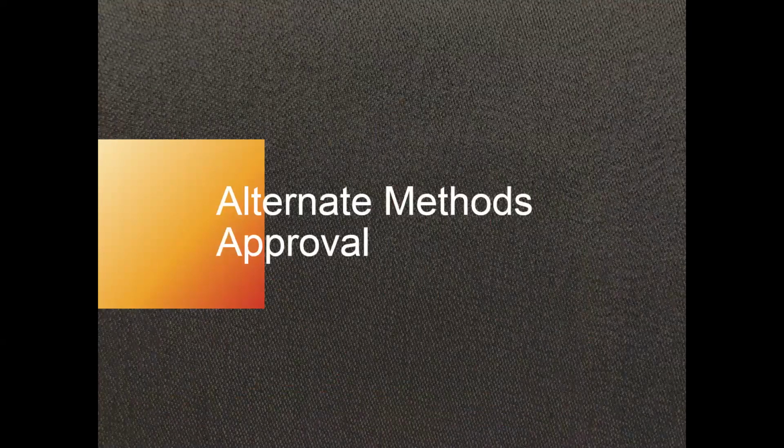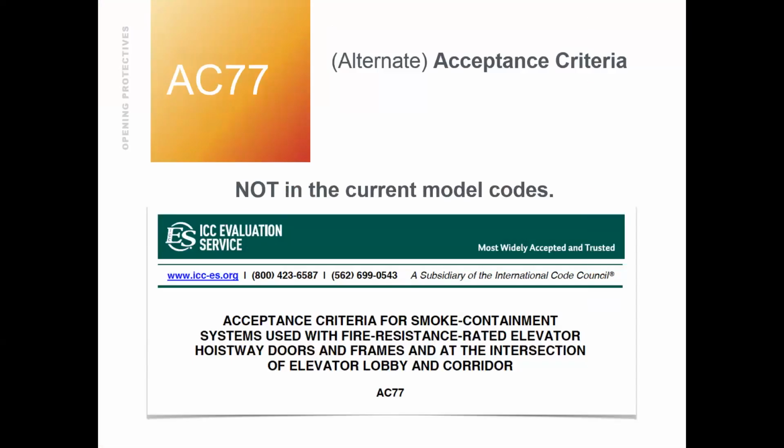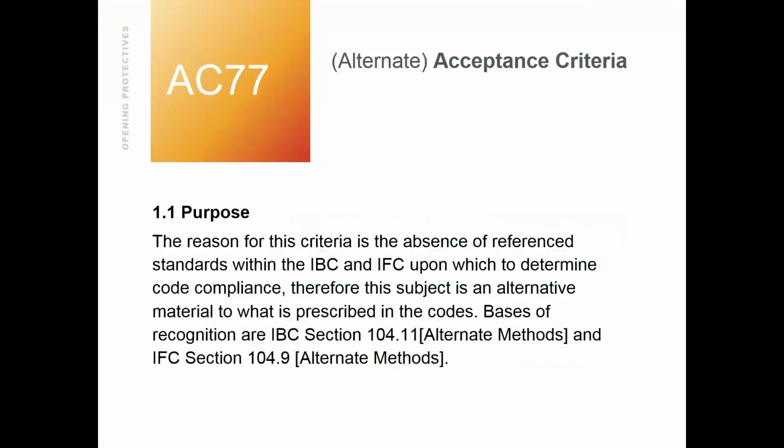Alternative methods approval. This is where it gets boring, so pull the pillow out. Anyways, AC77 is a common route by which manufacturers or architects or AHJs go about trying to get these things passed, because the reality is it's not in 2021. It's not in any code other than 2021. AC77 is a common way to go about doing this. Essentially, it fills a gap between the International Building Code and International Fire Code for this purpose.